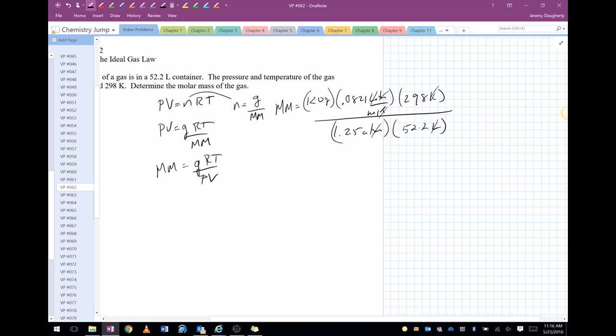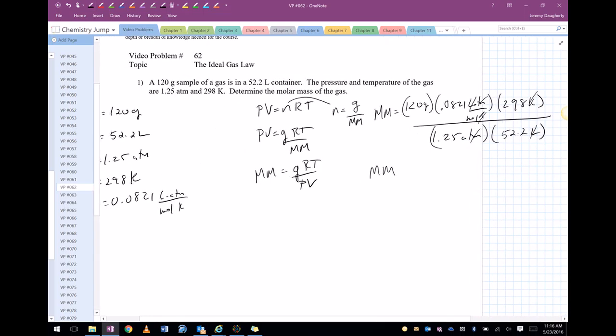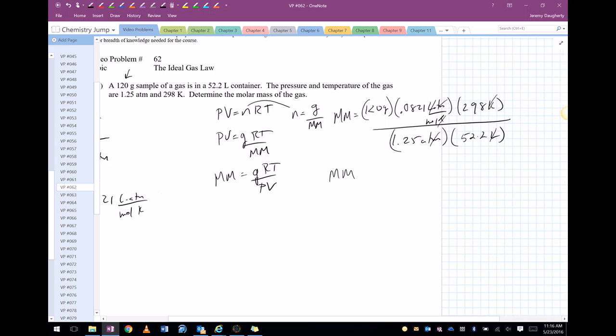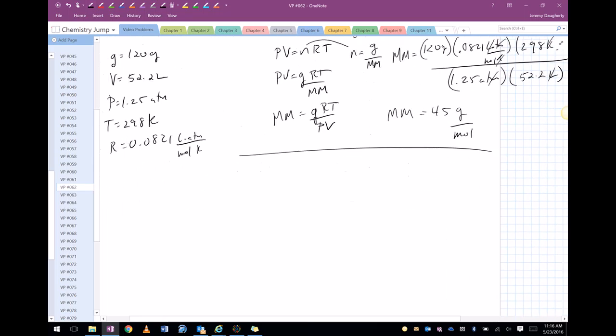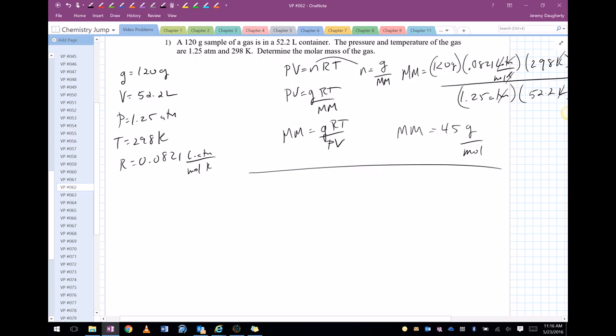So I got 120 times 0.0821 times 298, and then that whole thing divided by 1.25 times 52.2. So we get a molar mass, and this has 2 sig figs, so I'm going to go with 2 sig figs here. Molar mass equal to 45 grams per mole. So that's one way you could do it. The other way you could do it is just use PV equals nRT, solve for moles, and then take your grams divided by your moles.